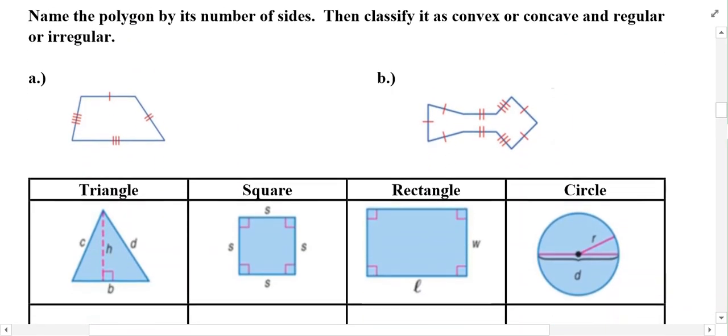Looking at the first two problems, A and B, we want to name the polygon by the number of sides and classify it as convex or concave, regular or irregular. So for A, we have 4 sides, so it's a quadrilateral. It is convex. But none of the sides are equal, or they're not all equal to each other, so it's irregular.